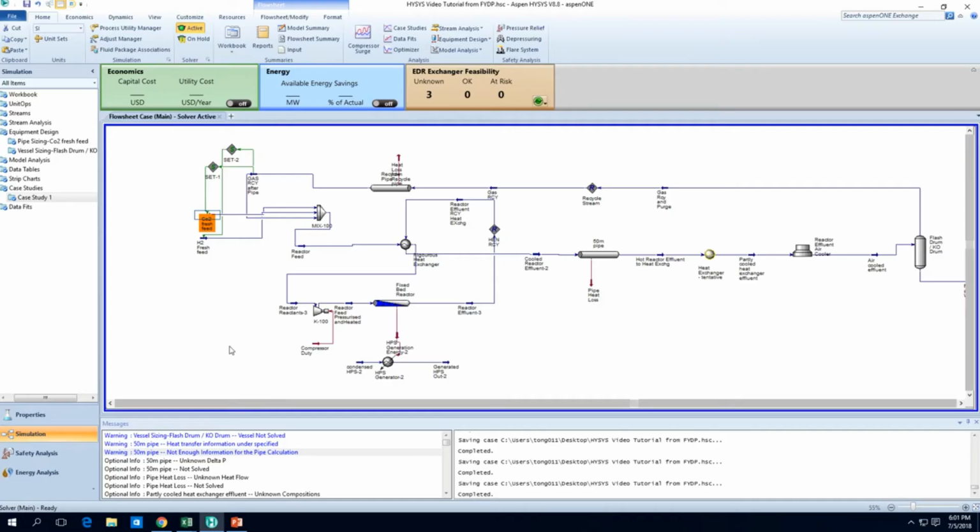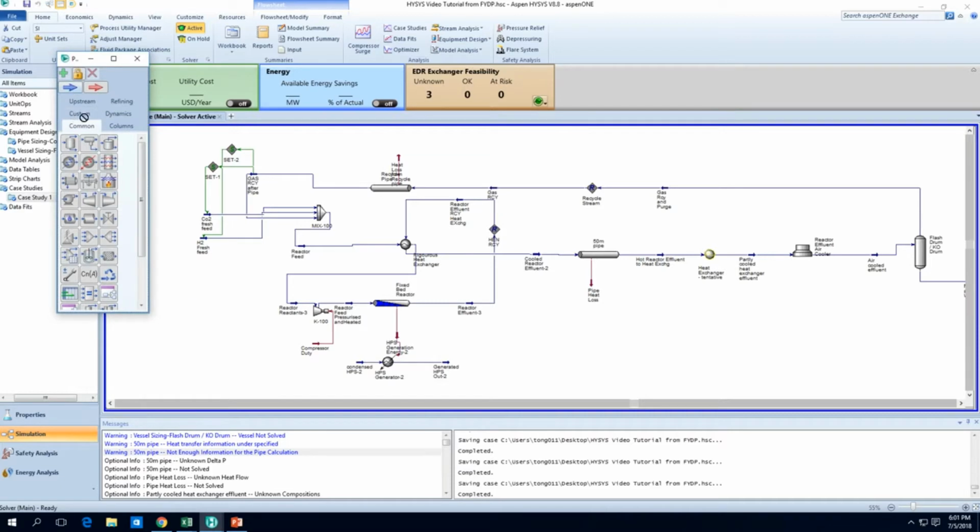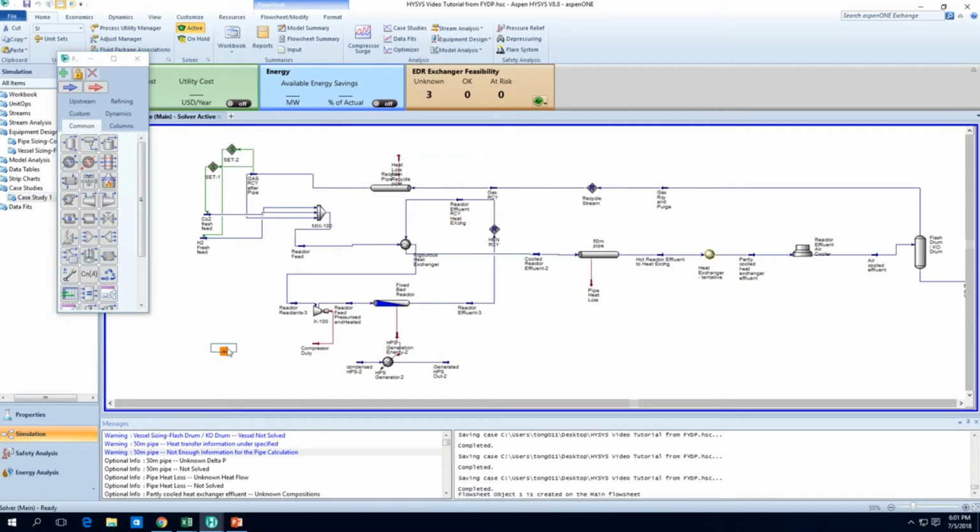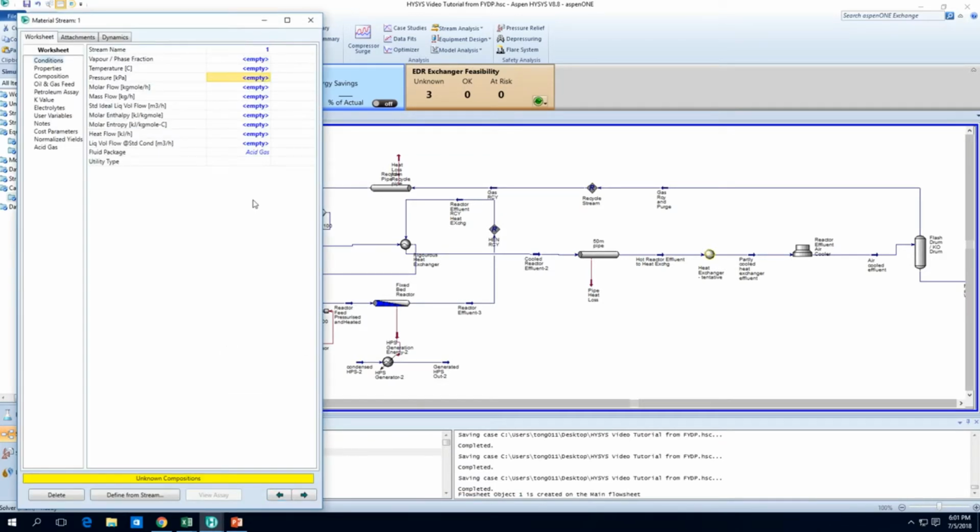And so let's concoct our flue gas. The flue gas should be using the acid gas package. Temperature 180. Okay, pressure 101.3.